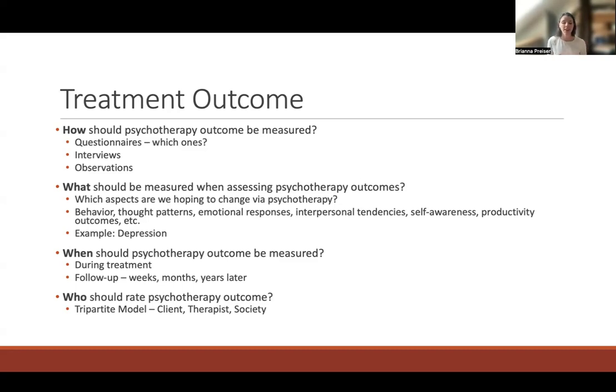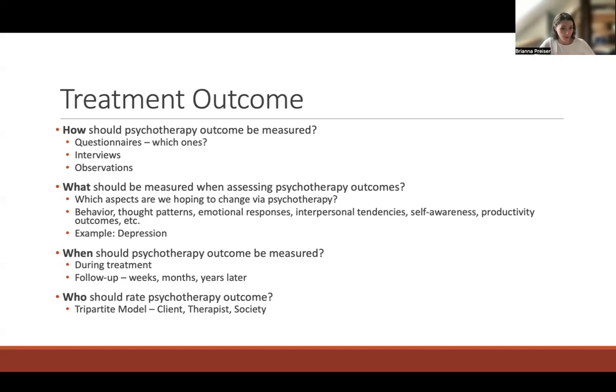So if a client is seeking psychotherapy for depression, a clinical psychology researcher might look at these things, like the ability to get to work, the ability to perform well in school, measuring their cognitive process, all as measures or metrics for indicating changes in depression.